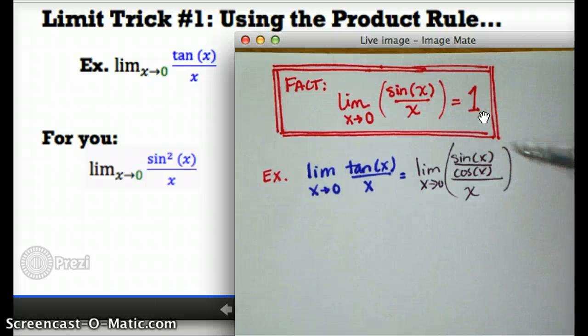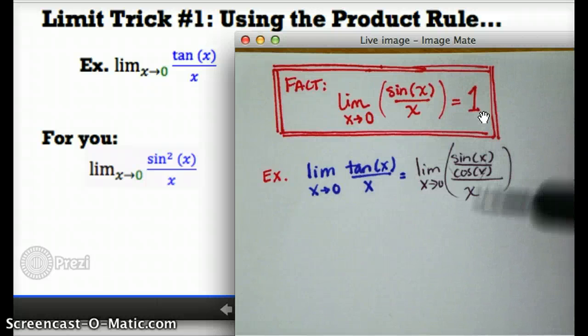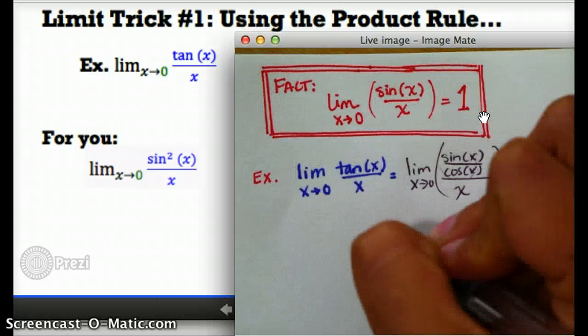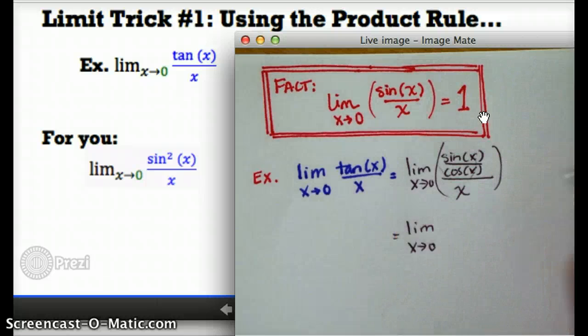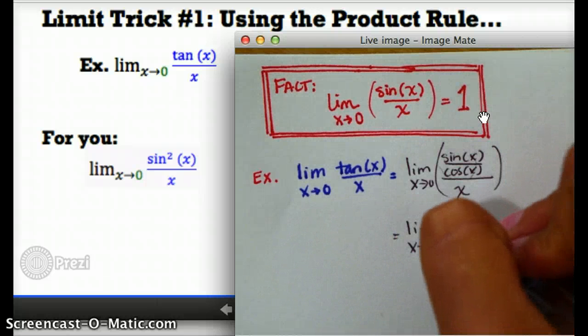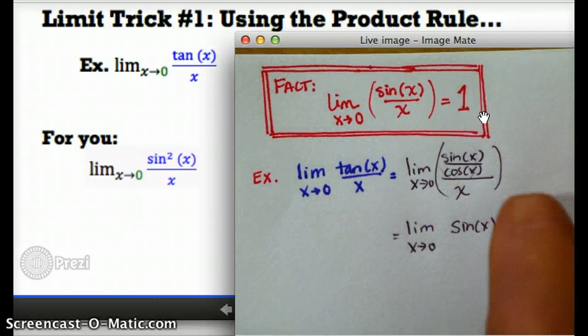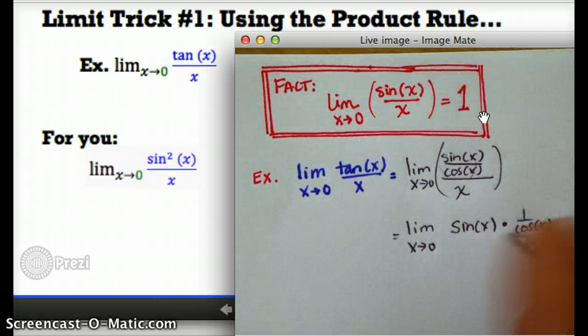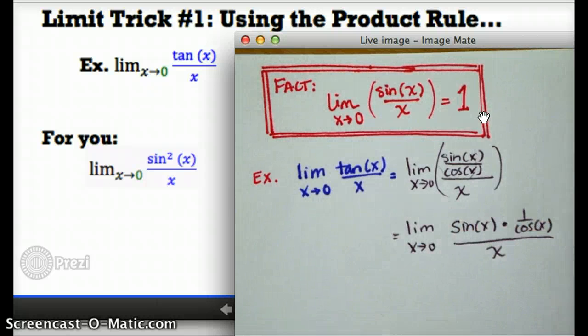But I do know that this notation is kind of like 2 fractions or nested fractions from Algebra 2. It's the same thing as saying the limit as x approaches 0 of sine of x times 1 over cosine of x. And the x is still on the bottom. I'm just rearranging things here.